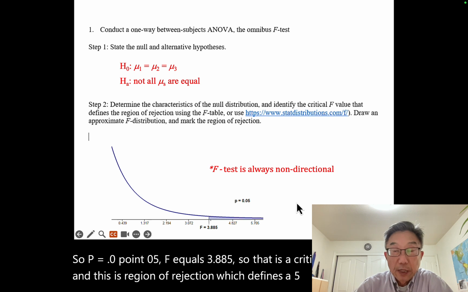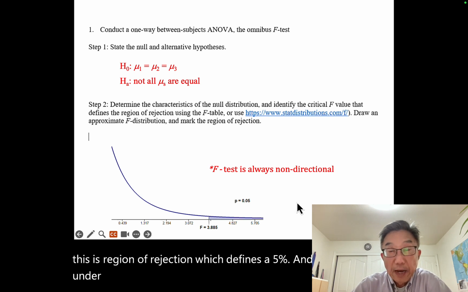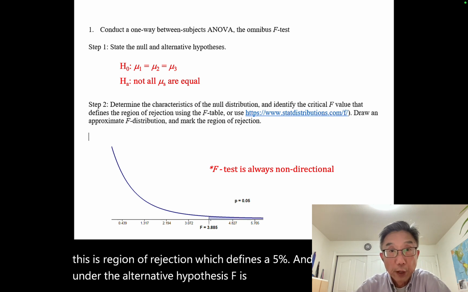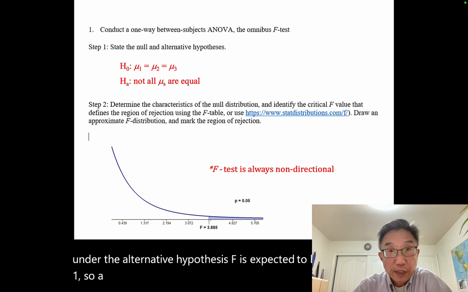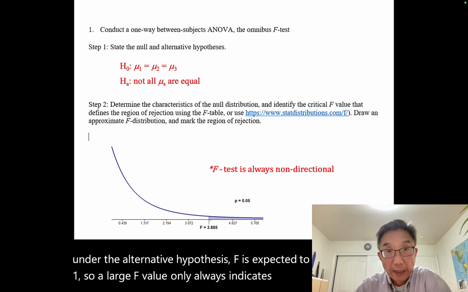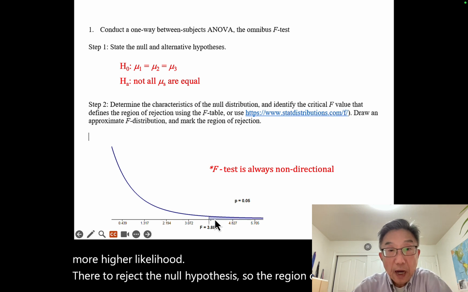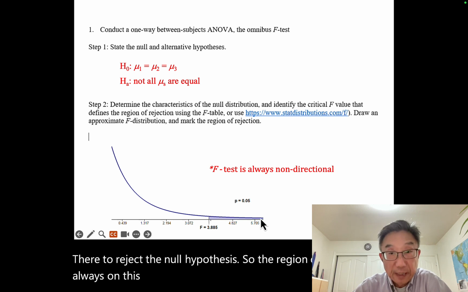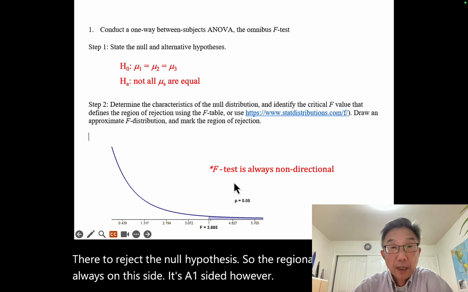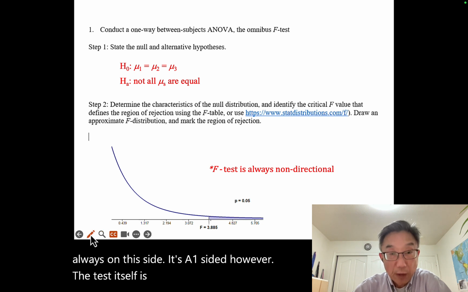And remember, under the alternative hypothesis, F is expected to be greater than 1. So a large F value always indicates a higher likelihood of rejecting the null hypothesis. So the region of rejection is always on this side. It's one-sided. However, the test itself is always non-directional.